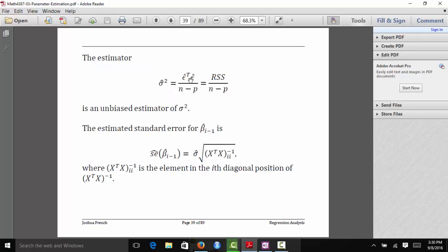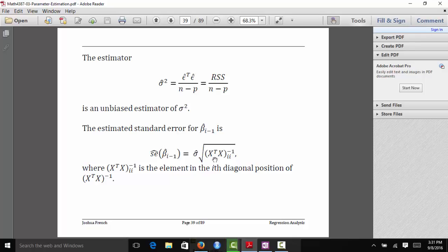And we're not going to prove the next result, but in fact, if you take the residual sum of squares and then you divide it by n minus p, where n is the number of observations and p is the number of regression parameters in our model, then that will be an unbiased estimator of sigma squared. And so to estimate the standard error for each regression coefficient, we take the appropriate diagonal element of (x transpose x) inverse, we take the square root, and then we multiply by sigma hat.